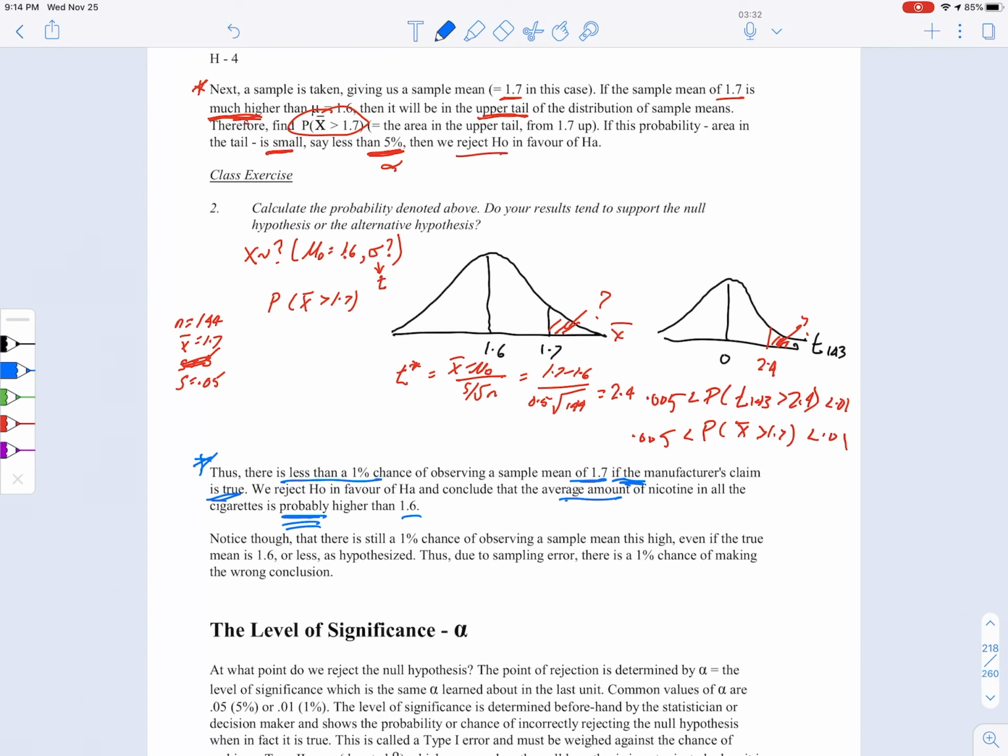There's a statement at the very end here that says, notice though, that there's still a 1% chance of observing a sample mean this high, even if the true mean is 1.6 or less, as hypothesized. It could have been just by sheer luck that our particular sample of 144 cigarettes had a lot of cigarettes with more than the usual amount of nicotine in them, so we ended up with a high sample mean of 1.7. So due to sampling error, there's a 1% chance of making the wrong conclusion. And we're going to talk about that a little bit more in the next section.